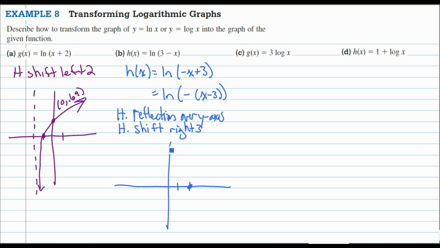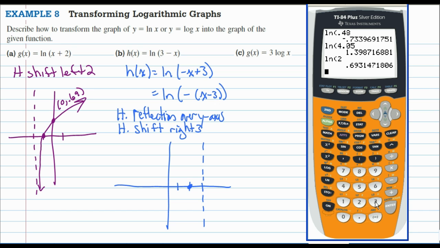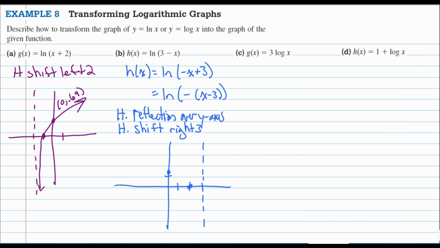Instead of the vertical asymptote at x equals 0, it's going to be at x equals 3. The y-intercept: the natural log of negative 0 plus 3, so the natural log of 3, is about 1.10. So this graph is going to look something like this. Well, that wasn't wonderful, but close.